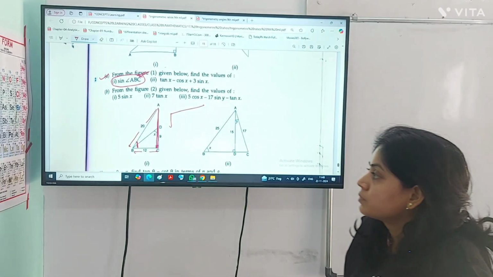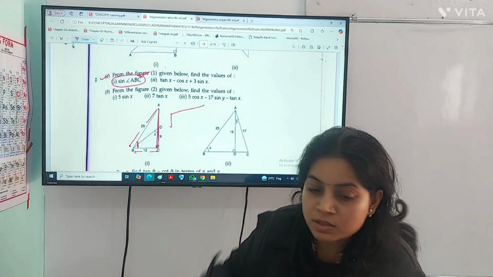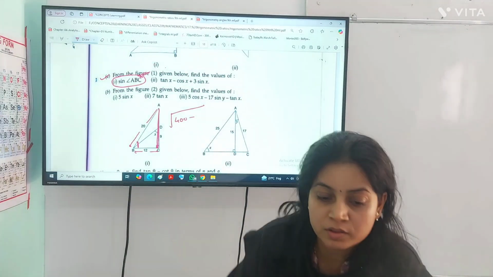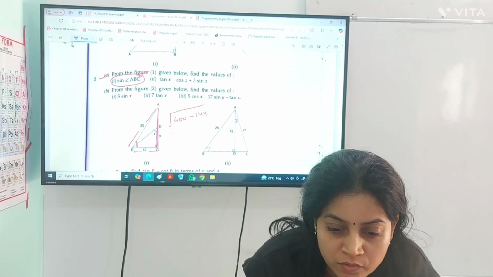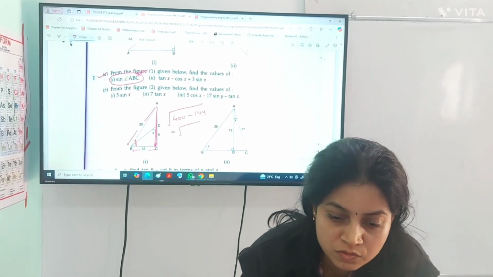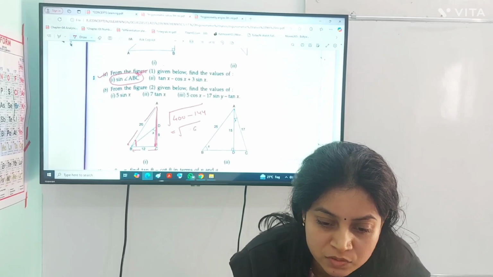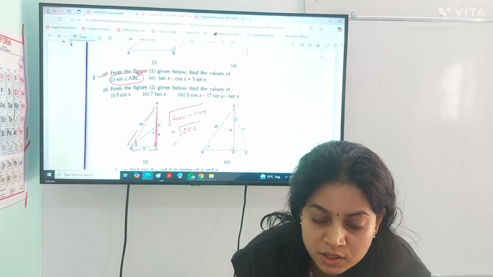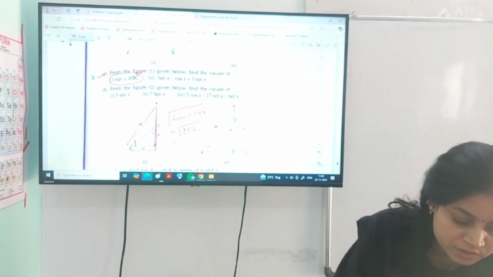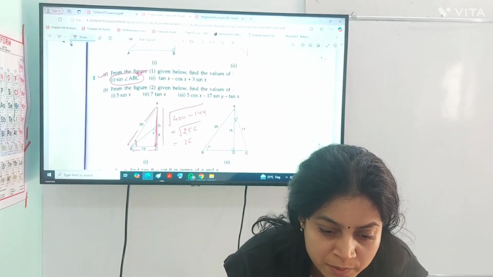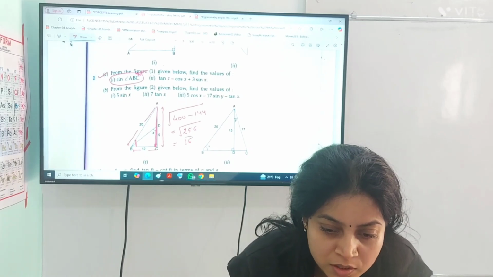So what will be AC? Use the Pythagoras theorem. Hypotenuse square, 20 square, means it will be 400 minus 12 square. 12 square is 144. If you subtract 400 minus 144, 10 minus 4 will be 6 and 9 minus 4 will be 5, and this will be 256, right? What will be the square root of 256? The square root of 256 will be 16. So AC, from here to here, will be 16.